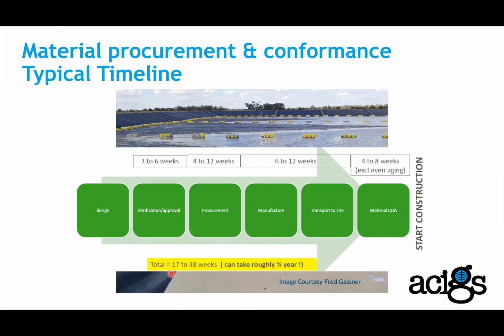It can total up to 17 up to 38 weeks. So as you can see, this can take roughly three quarters of a year. So it is very important to have this timeline considered as part of the discussion between the project owners, the clients, and the designers. So we need to write the specification, prepare the specification and the design documentation, considering the requirements for the QA of the material before we can even start using the material for construction.